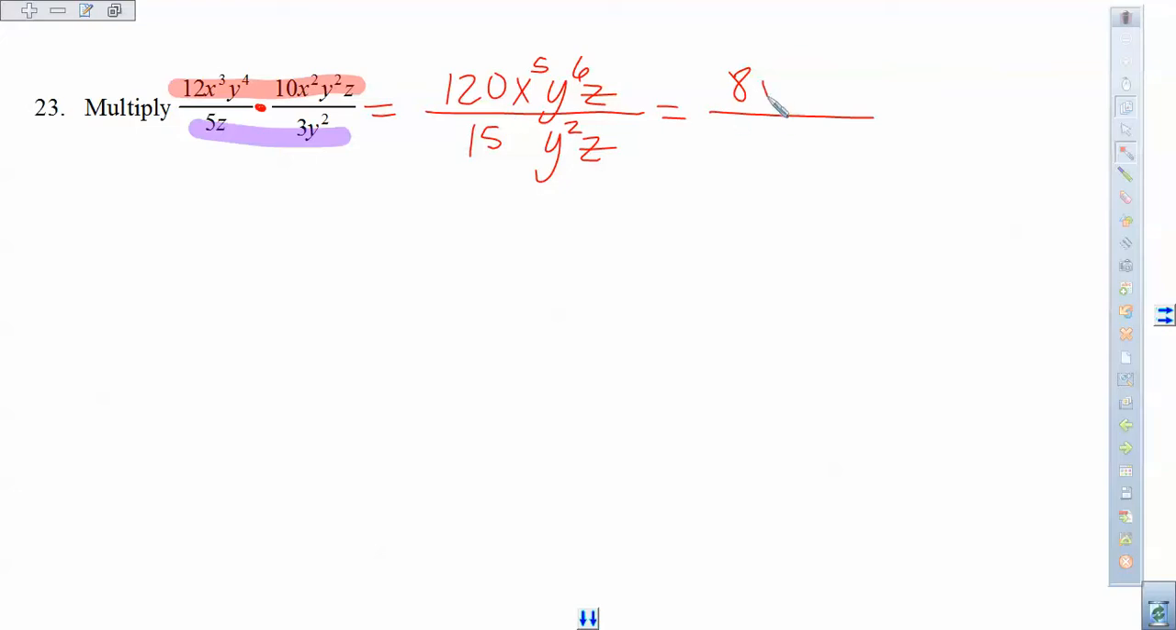X to the 5th, nothing to cancel with, so it stays up there. Y to the 6th, y squared, battle of the y's here. Who has more y's? The top has more y's. Well, how many more y's does it have? 4. You've just successfully canceled. And then z's cancel out, so there's no reason to write that. Speaking of no reason to write, we don't need a fraction bar here, do we? So right there is our final answer.